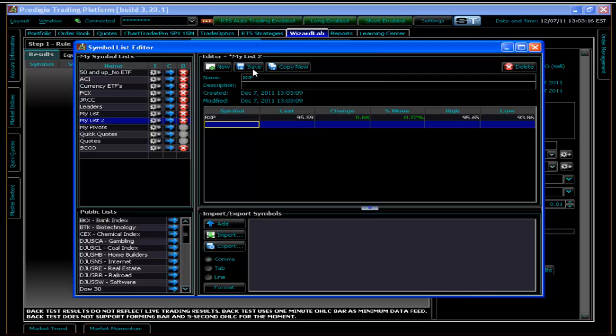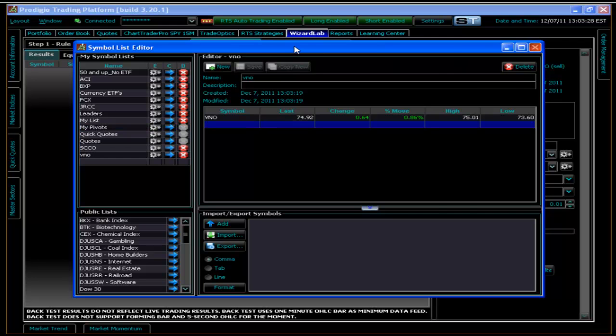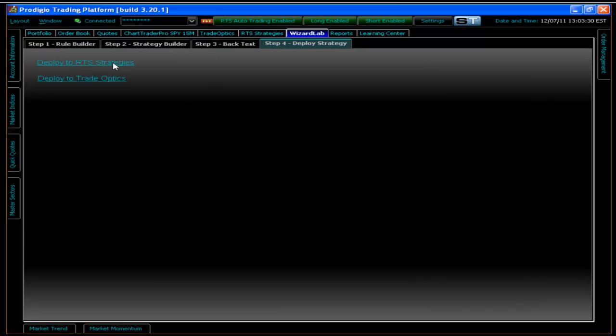And let's hit save. And let's create another watch list. Let's hit new again. And let's create another watch list for VNO. And let's hit save again. And notice that they appear in my symbol list editor. Let's close that. And let's deploy strategy.